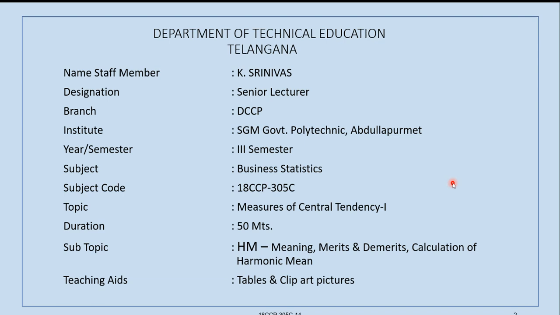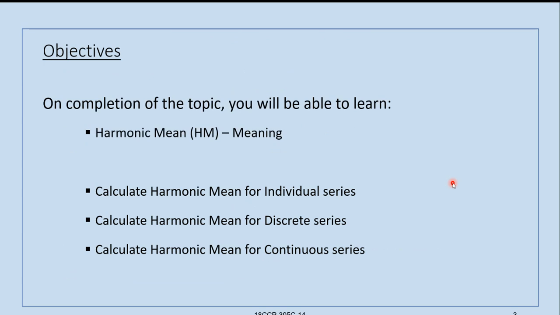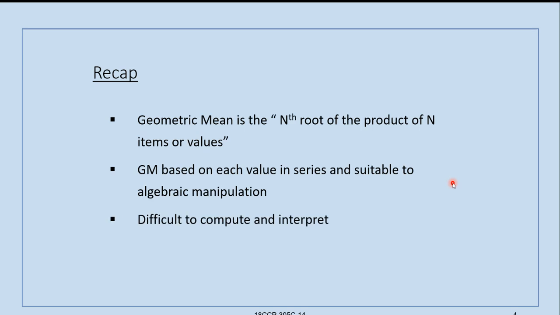To quickly recap what we have seen till now in the last lesson, the geometric mean is the nth root of the product. Nth root means, in the last lesson, I think you have understood the concept of nth root of the product of n items or values.